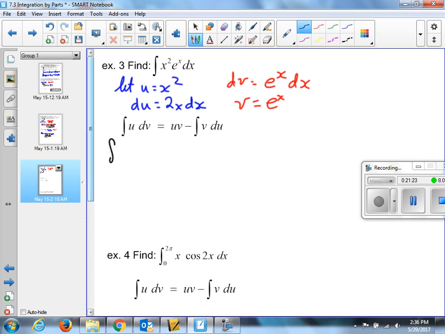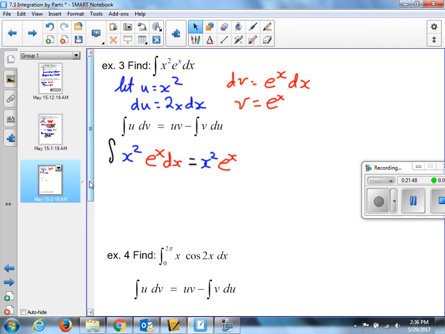I'm only rewriting just so I can see my color scheme. My u is the x squared. My dv is the e to the x dx stuff. I'm applying the rule. It's equal to u times v, so x squared times e to the x. The subtraction is built into the formula, and I've remembered that. V is still e to the x. My du is 2x dx.